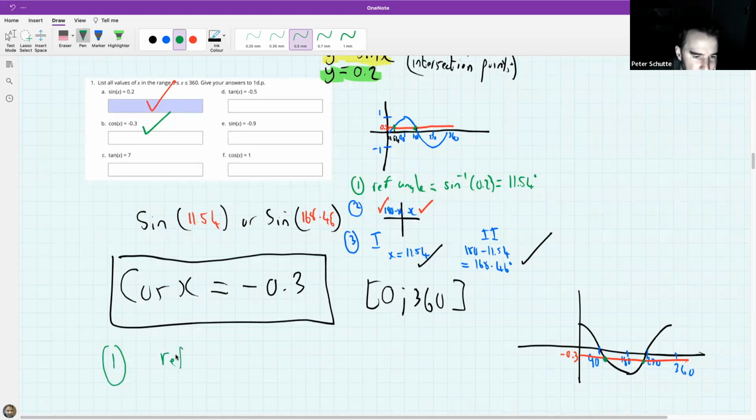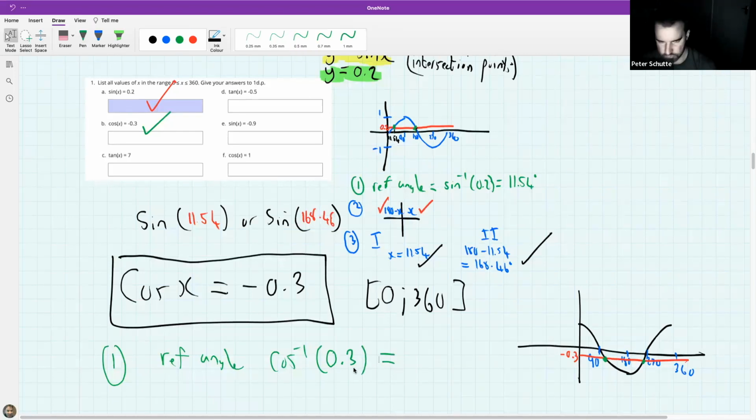So step one, what is the reference angle? I go second function cos, but I don't use negative 0.3. I just use 0.3. Can someone give me my reference angle? So the reference angle is 72.54. But if we look at my drawing, can you see how 72.54 cannot be an answer to my equation? If I try the cos of 72.54, I will not get 0.3.